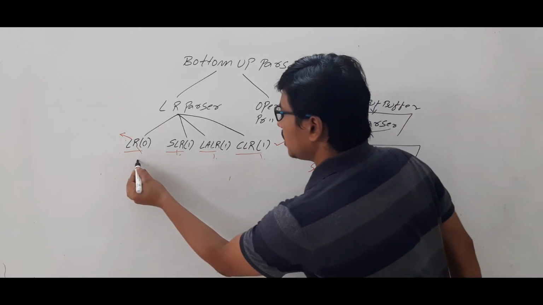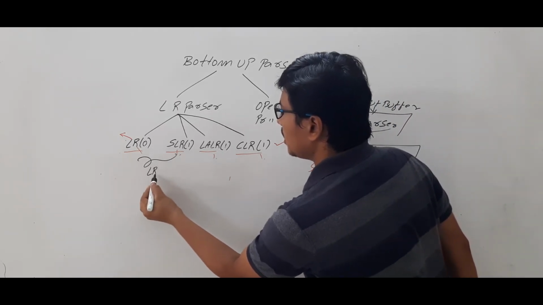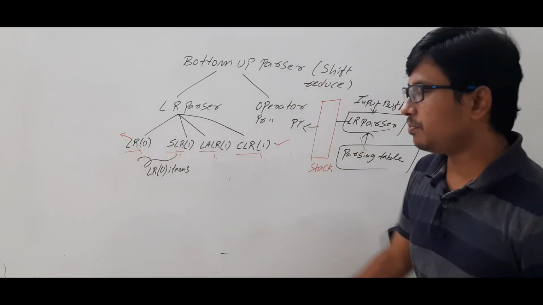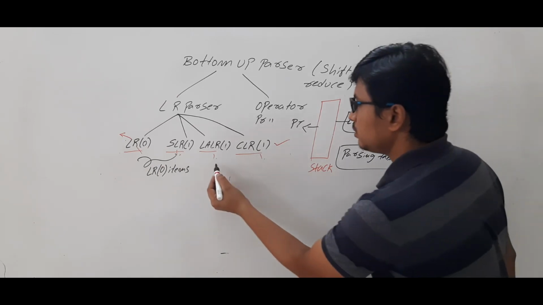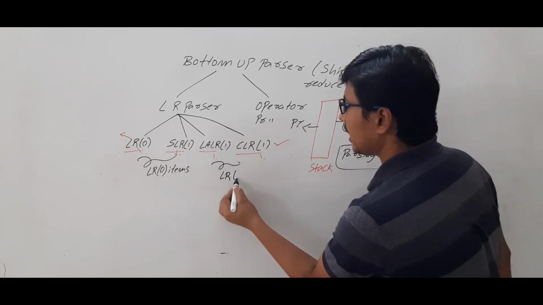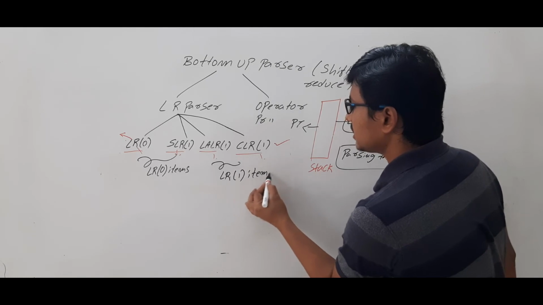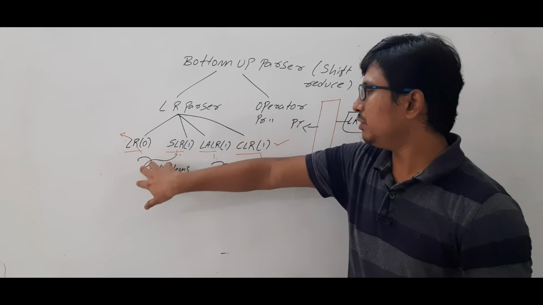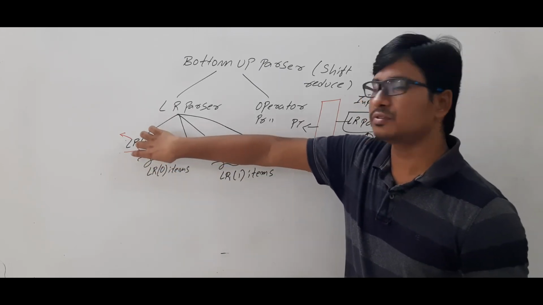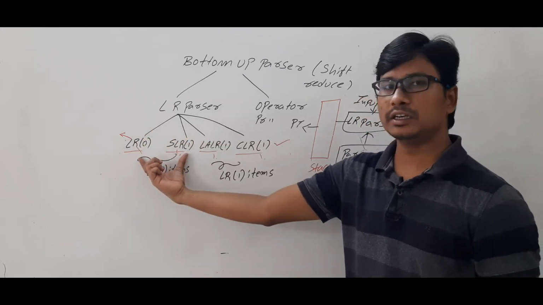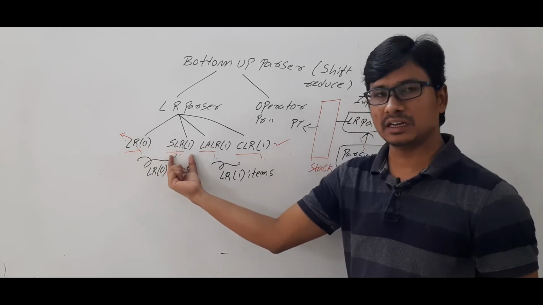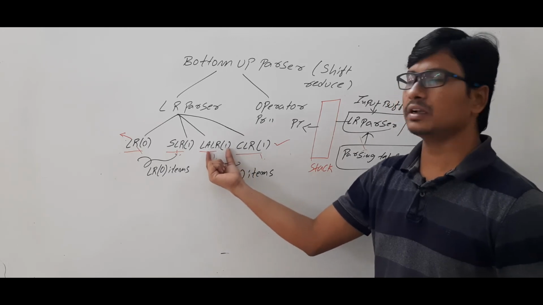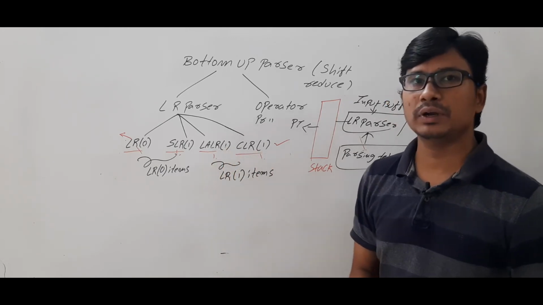We will use the LR0 items for these two parsers, and we will use the LR1 items for constructing the table for these two parsers. So we will use the LR0 items for constructing the parsing table for LR0 and SLR1. Similarly, we will use the LR1 items for the LALR1 and CLR1 parsers.